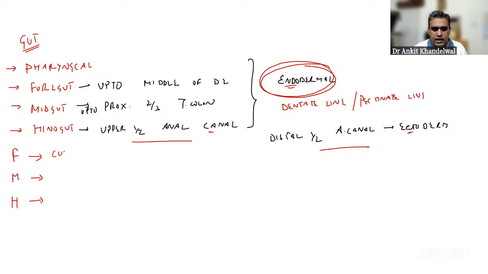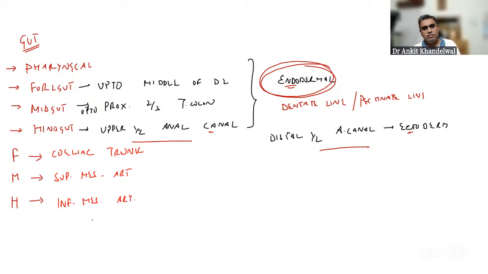The foregut gets its blood supply from the celiac trunk or celiac artery. The midgut gets its blood supply from the superior mesenteric artery. The hindgut gets its blood supply from the inferior mesenteric artery. Simple as that. These are the three blood vessels, so they supply the parts of the gut. The pharyngeal part of the gut is just the upper part, or you can say the pharynx part. Okay, so understand these are the parts of the gut.